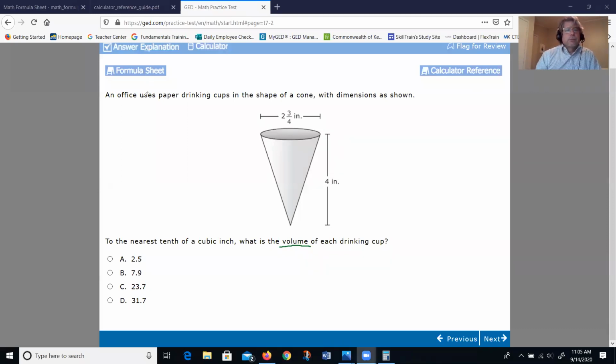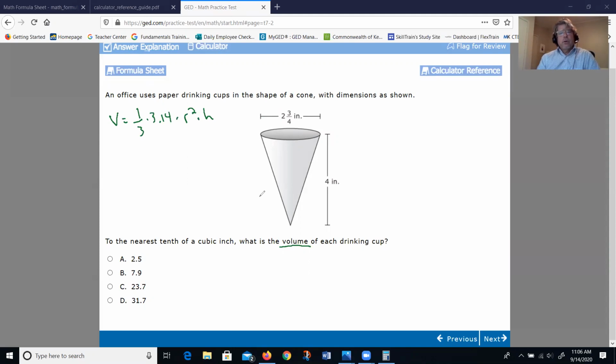So volume is going to equal 1/3 times pi, which was that 3.14, times the r squared, times the h. Looks like we don't have to change these units. We can stick with the 2 3/4 and the 4 inches.